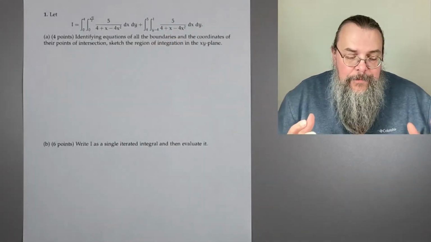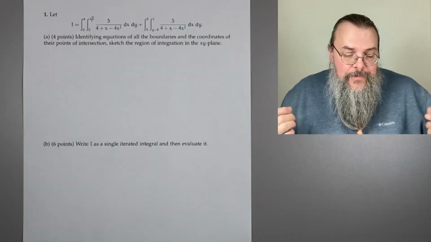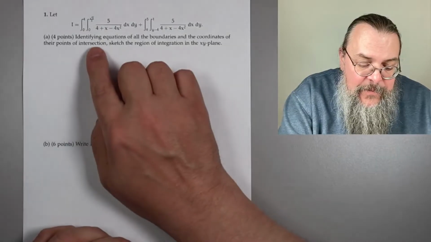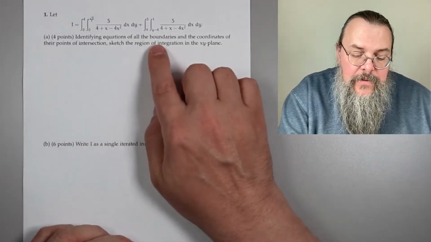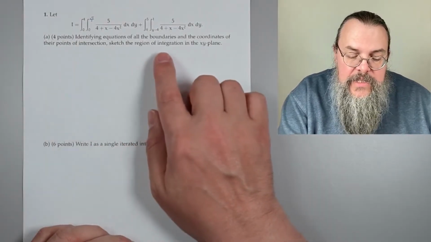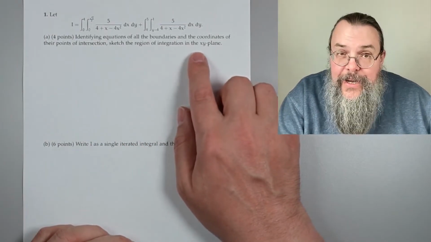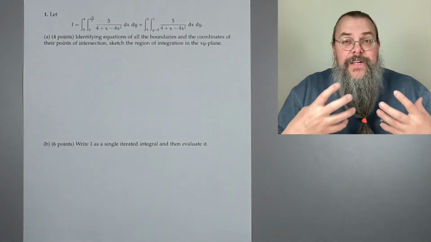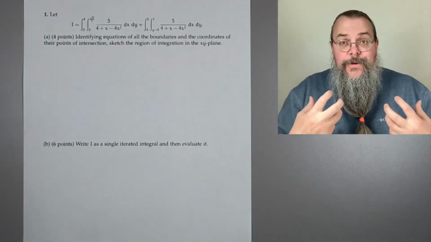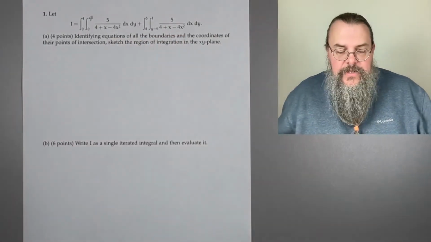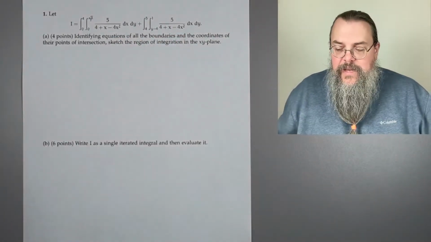Say, all right, great. So we've got an integral. What are we going to do? Part A. Identifying equations of all the boundaries and the coordinates of their points of intersection, sketch the region of integration in the xy plane. Now we really have 2 parts, but this really should be thought of as one integral because the insides are matching. All right, so let's go through and do some dissecting.